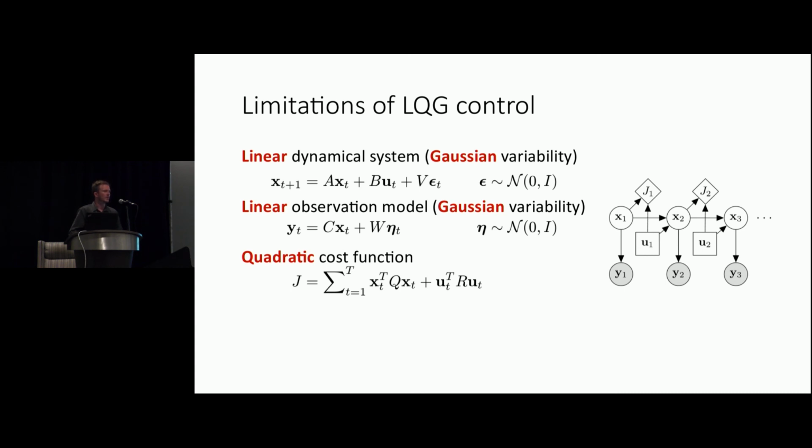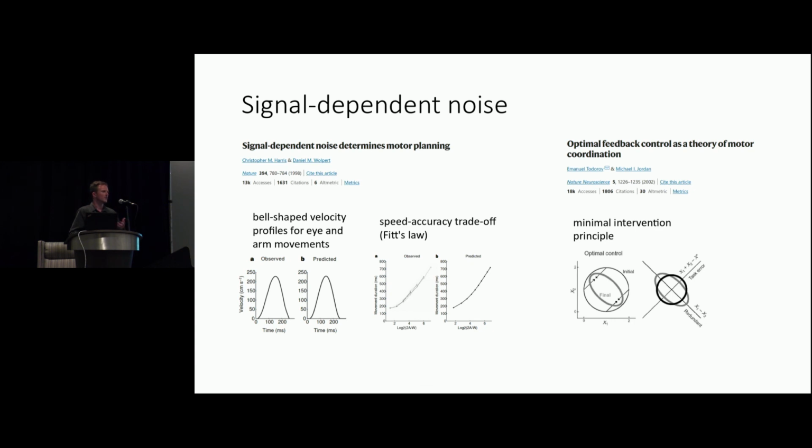One thing that we know about the motor system and about our sensory system is that there's signal-dependent noise. There are well-known studies in motor control that show that signal-dependent noise is actually important to explain some of the phenomena that we observe in reaching tasks and eye movement tasks and so on. These bell-shaped velocity profiles and speed-accuracy trade-offs, and this observation that we don't control the variability in the directions that don't matter for the task, in this paper by Todorov and Jordan. All of these predictions arise from signal-dependent noise in optimal control models.